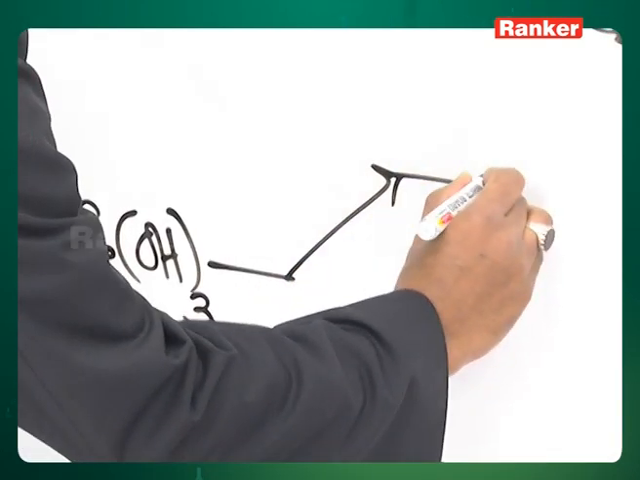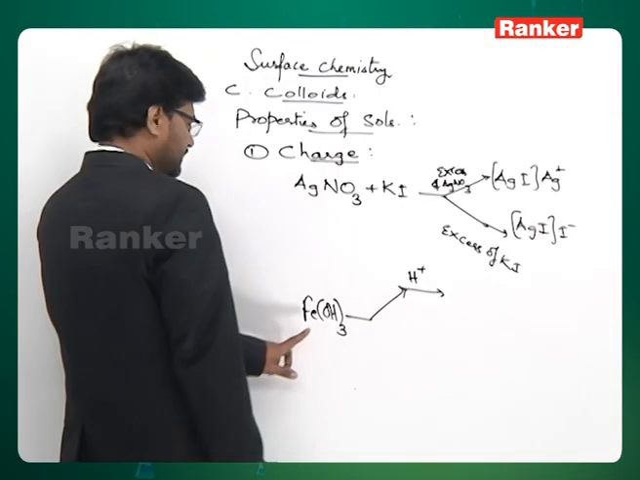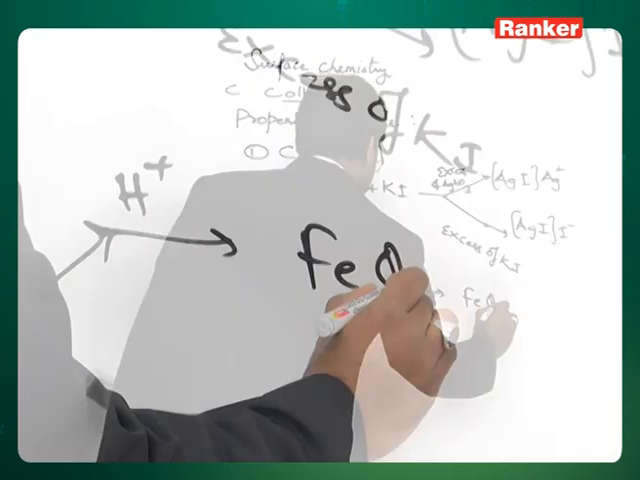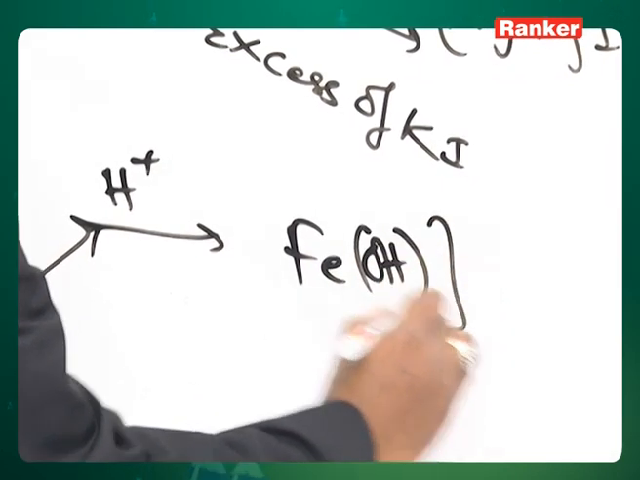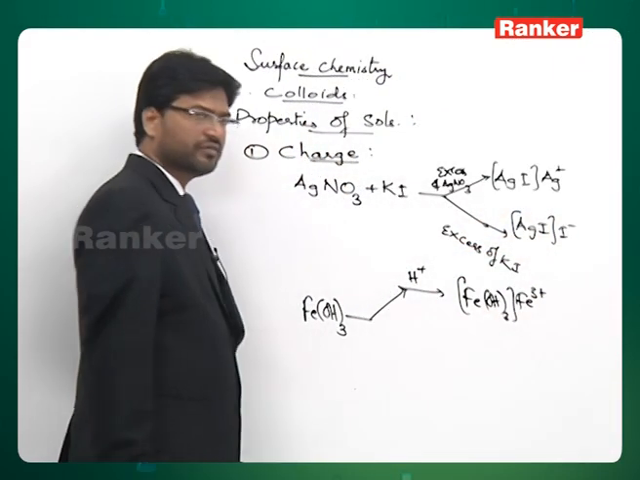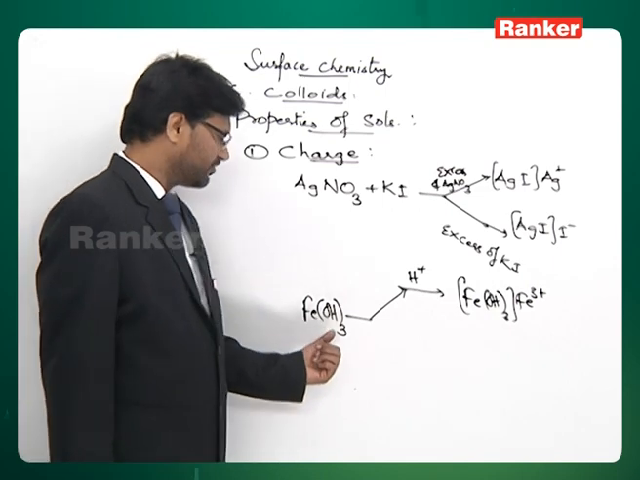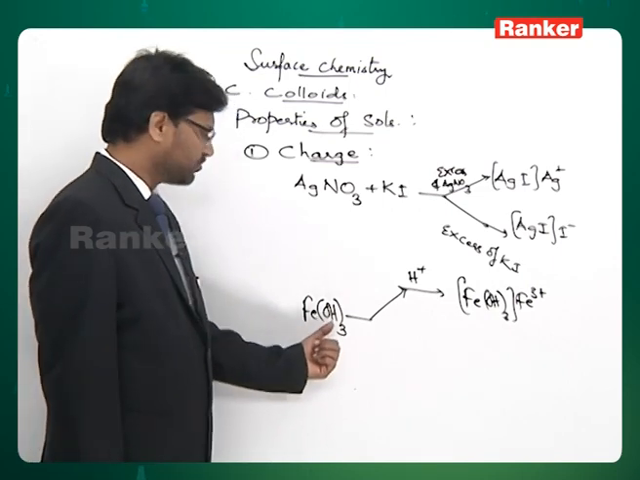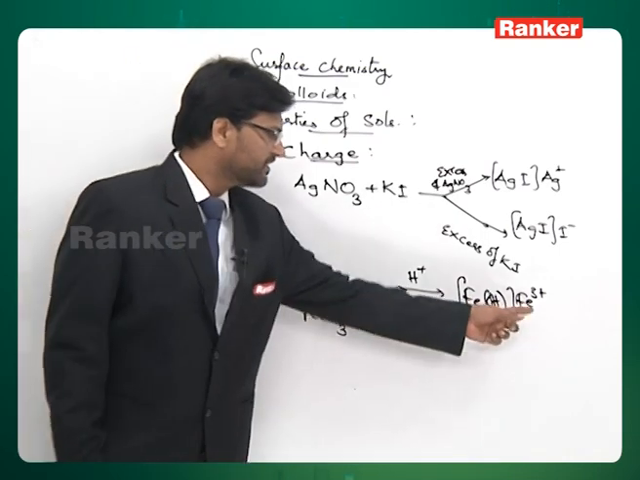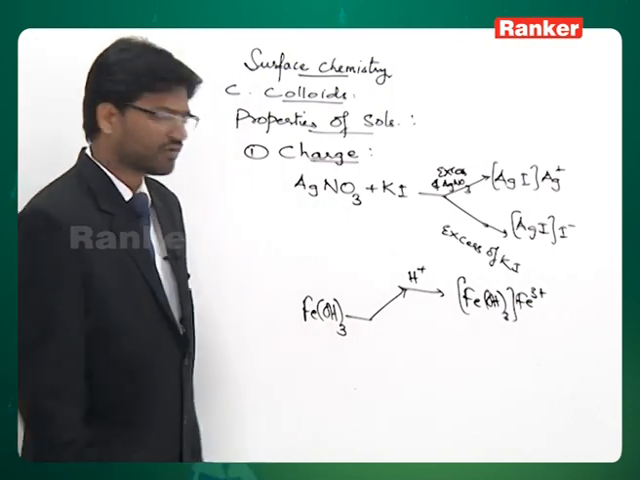Look at this case. If I add dilute acid, then ferric ion gets adsorbed on the surface, and you get a positively charged sol. The reason is when you add dilute acid, some of the ferric hydroxide will react with it. Its OH minus will be used up in the formation of water. Some ferric ions are produced. Those will get adsorbed on the residual precipitate, and you get positively charged sol particles.